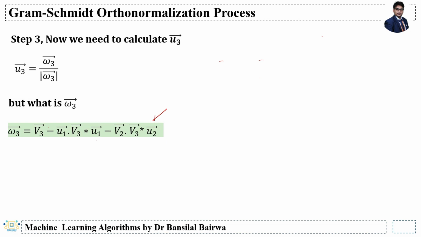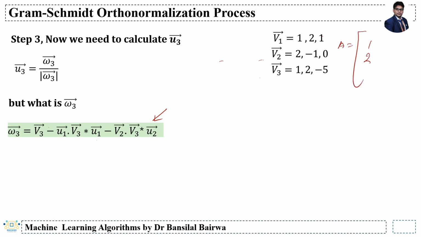So here I will show you all the values that we calculated. Very recently in step 2 we calculated U2. I will show you what we calculated. Here is the first value. This is the A matrix, you can say. This is a column vector, so 1 2 1, 2 minus 1 0, and 1 2 minus 5, that is our matrix. So the U3 value uses the last column, right? And V1 is this one, this is V3, and this is V2, right? So you can easily understand what is V1, V2, V3.